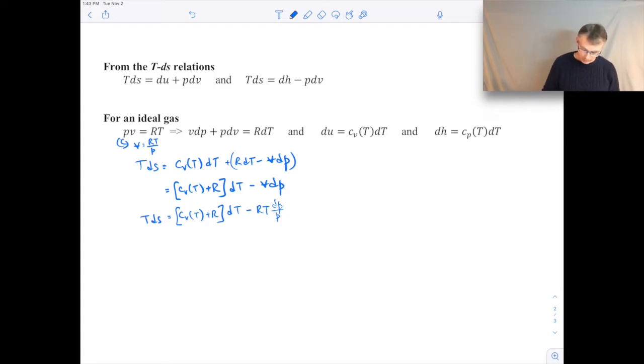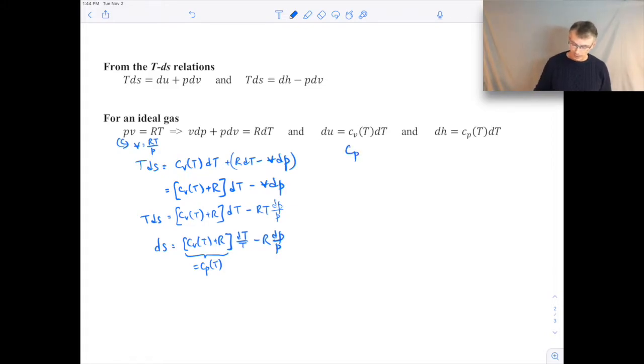Now, what I'll do is divide everything through by the temperature, so I'll have ds is Cv(T) plus R dT over T minus R dP over P. And then the last thing I'll do, well, second to last thing, is the Cv plus R, that's equal to Cp, the specific heat at constant pressure, which in general is a function of temperature. Recall from the ideal gas model, we also had that Cp minus Cv is equal to the gas constant. And by the way, that gas constant is the gas constant for whatever substance you're dealing with. So it'd be like, for example, the gas constant for air or the gas constant for carbon dioxide. It's not the universal gas constant. Okay, so then finally we get ds is equal to Cp times dT over T minus R dP over P.